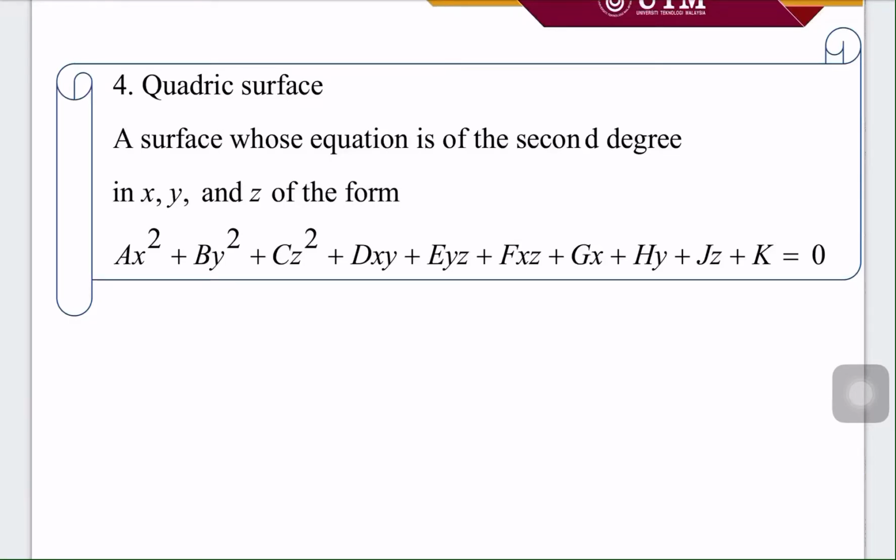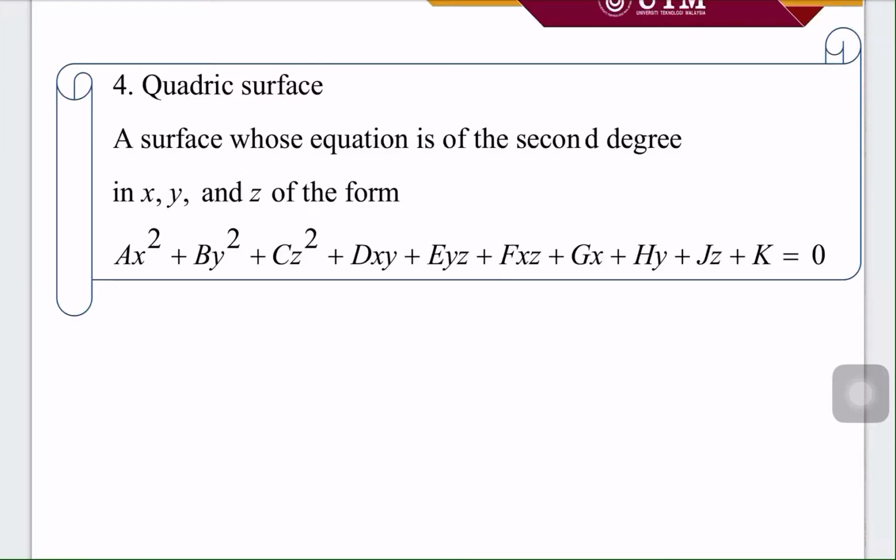Continue with the next surface, which is a quadric surface. In general form, we have this equation: Ax squared plus By squared plus Cz squared and so on, equal to 0. So basically that is the quadric surface. We have three different quadric surfaces, which are ellipsoid, hyperboloid and paraboloid.